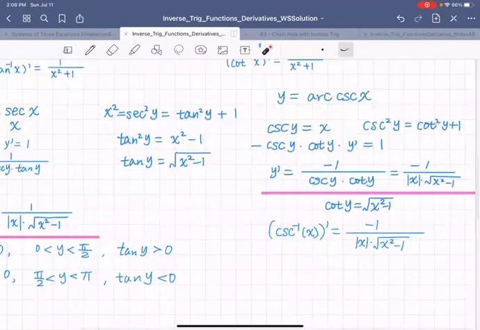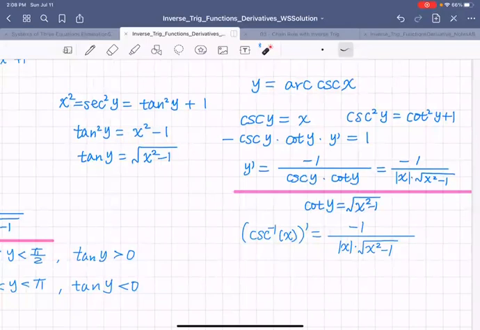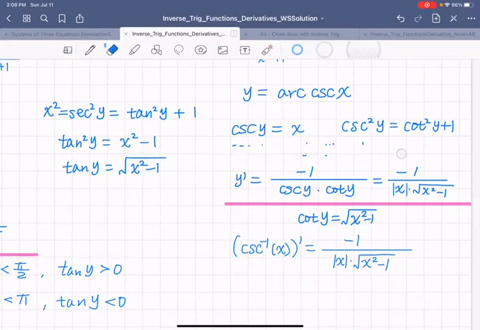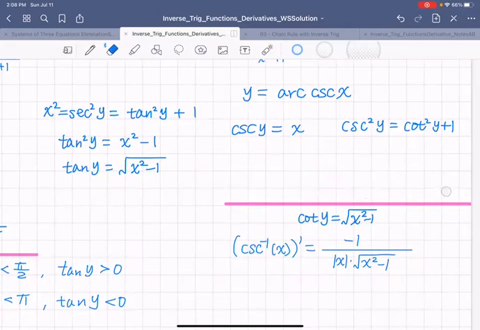Now we are going to talk about the next one. Aiden, let's see y equals arc cosecant x, okay? Go ahead, tell me what I should do. Aiden? Oh, sorry, I was muted. Okay, hi.